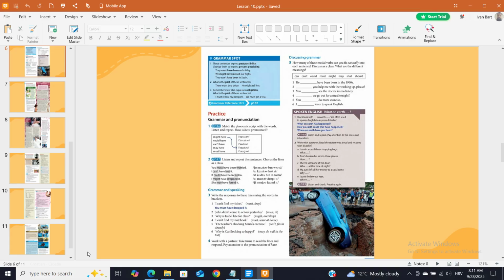4. Work with a partner. Take turns to read the lines and respond. Pay attention to the pronunciation of have. Discussing grammar. 5. How many of these modal verbs can you fit naturally into each sentence? Discuss as a class. What are the different meanings? Can, can't, could, must, might, may, shall, should.